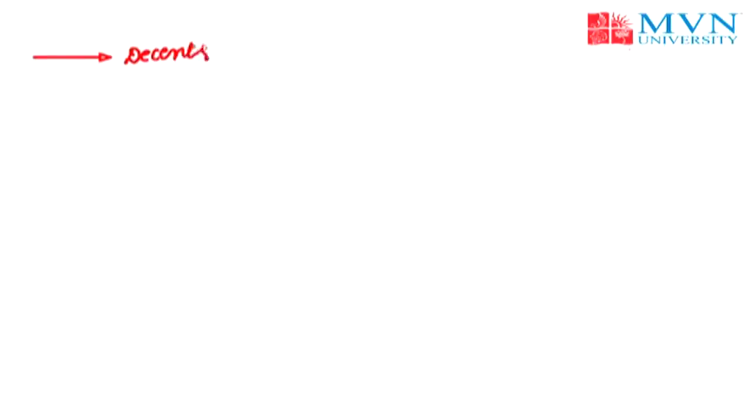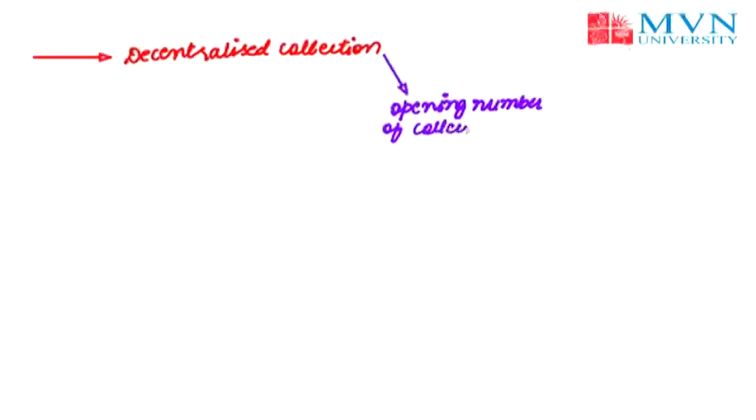The third method is decentralized collection. A big firm operating over a wide geographical area can accelerate collections by using the system of decentralized collection. And it can be done by opening a number of collection centers in different areas instead of collecting receipts at one place. And the fourth one is the lockbox system.